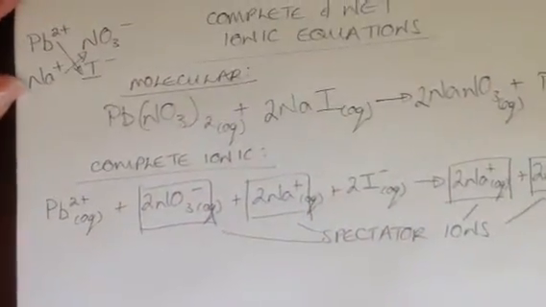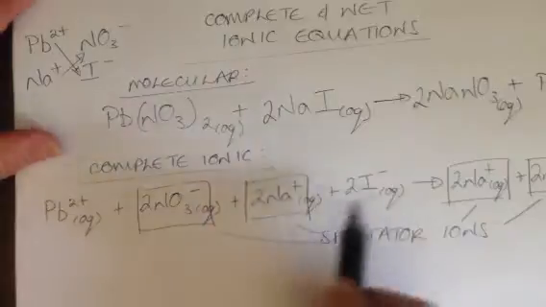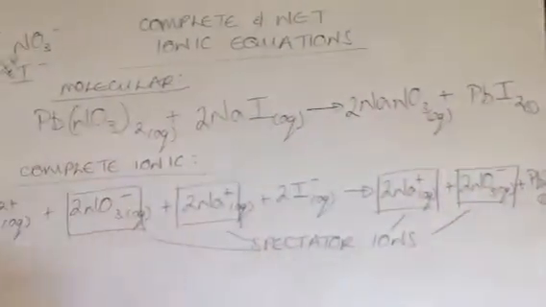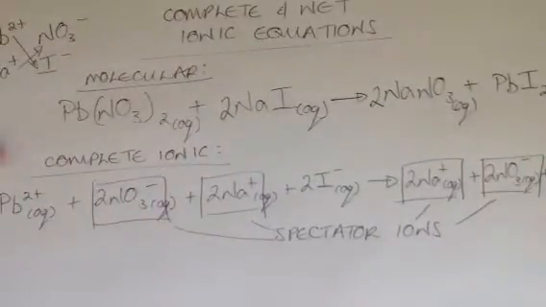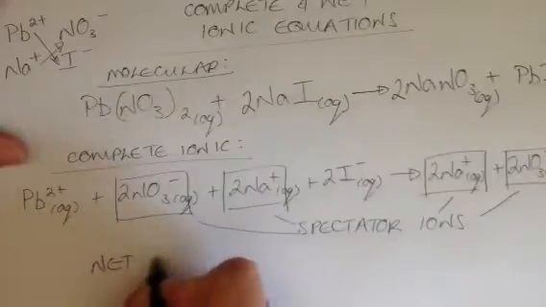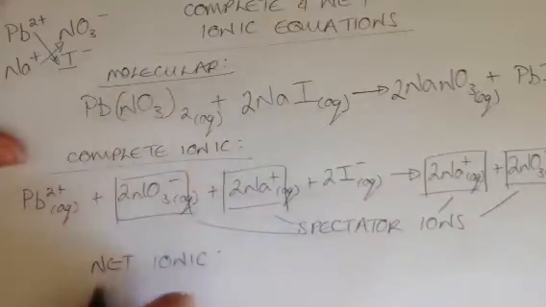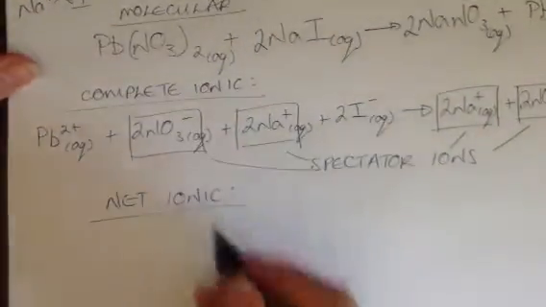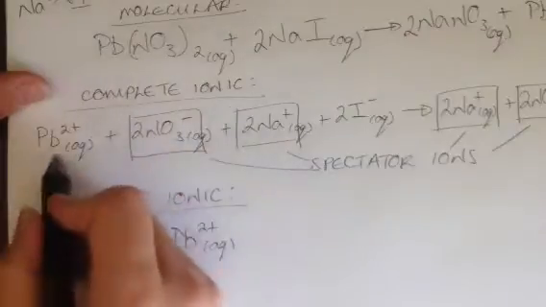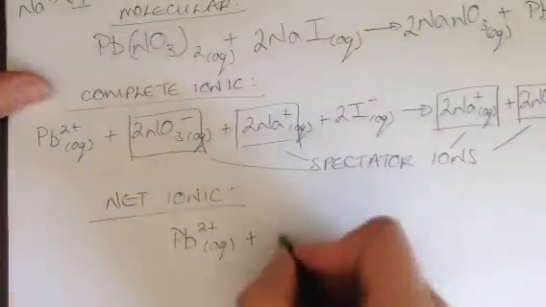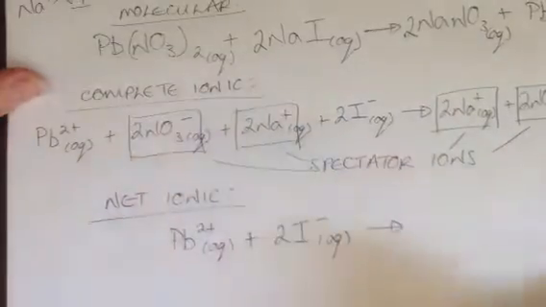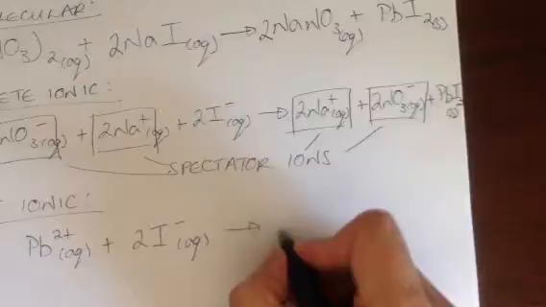Because really, what's going on in that reaction? Pb2 plus and 2 I minus are getting together to form PbI2. So we can just go ahead and delete the spectator ions, and what we're left with is called the net ionic equation. And in this case, the net ionic equation will be Pb2 plus from here plus 2 I minus getting together to form our precipitate, which was PbI2.